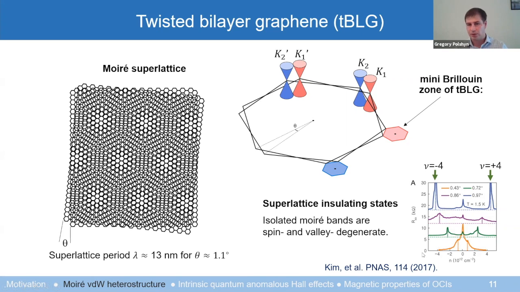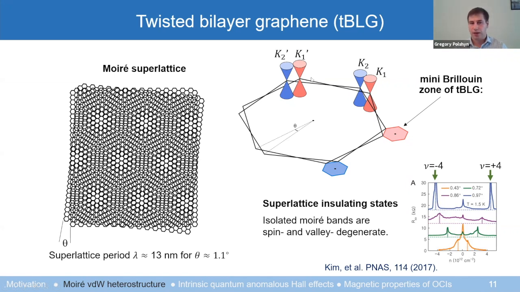This is resistivity versus carrier density for small twist angle twisted bilayer graphene. You can see that, for example, for devices around 1 degree, there are two insulating states at fillings of plus and minus 4 electrons per Moire cell. Those correspond to a completely empty valence band and a fully filled conduction band. And these states happen at plus minus 4 because these low energy mini bands have fourfold degeneracy due to spin and valley degrees of freedom.